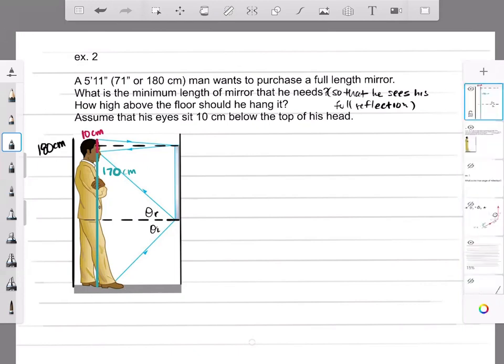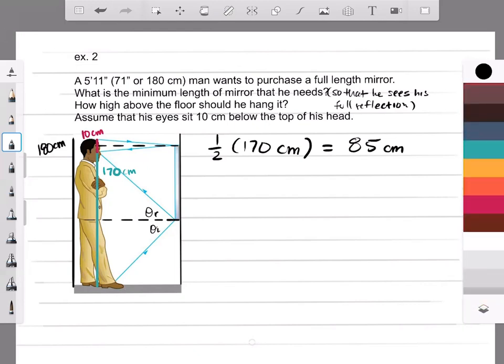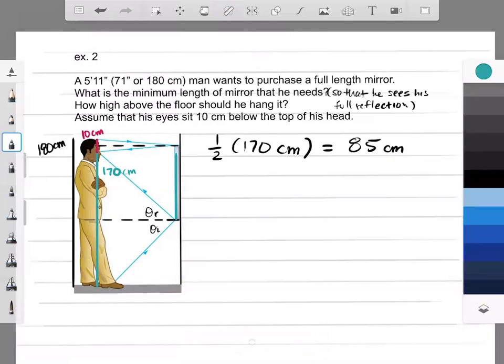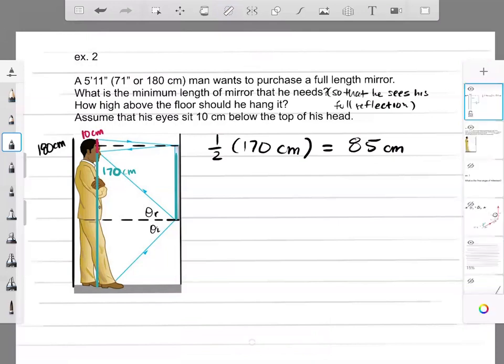So we know that part of that mirror is going to be half of 170 centimeters, which is 85 centimeters. So where is that coming from? Again, that's from here to here, and right there to right there. Now let's look at the other piece. The rest of it is going to be from the top of his head to the point where he can see it.